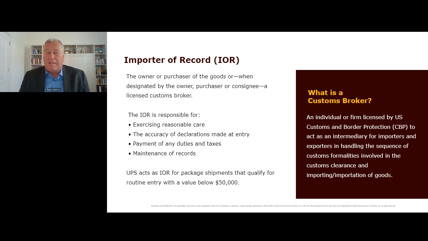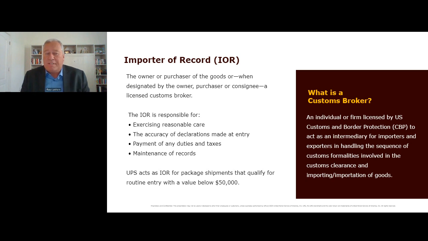The next one would be the accuracy of declarations made at entry. And declarations, right, is your values of the goods, your quantities, your weights, the actual things that are going to affect the entry into the United States. You have to make sure they're very accurate. You don't want to ever falsify any information to CBP, because that's only going to lead to a typical seizure, request for more information, a customs audit. That's definitely not a path you want to go down as an importer.